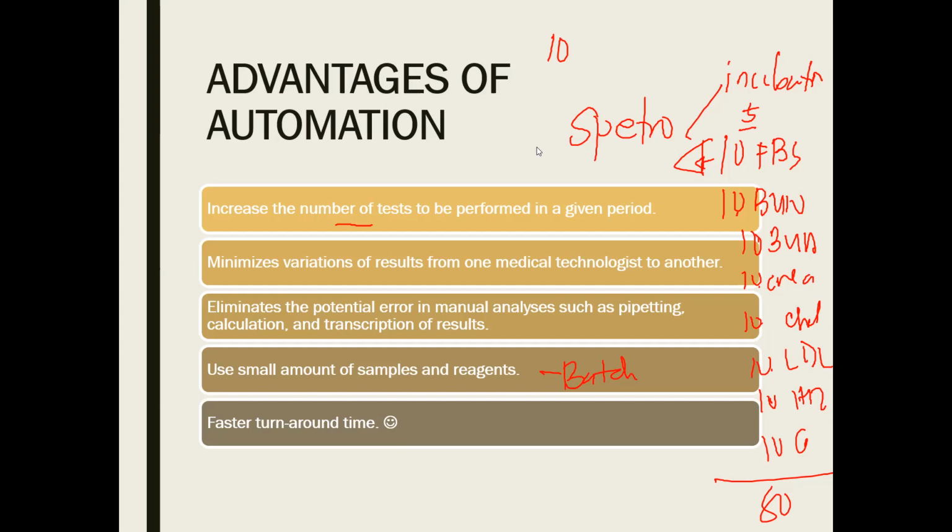Mabuti if you are going to use a spectrophotometer with incubator that can hold 10 samples at a time. Pero paano kung 1 sample at a time, then you have to wait 5 minutes. Saka mo pa lang siya iraran. Could you imagine the time that it will take if we are not going to use automation, if we are not going to embrace automation? Thus, therefore, we said that automation makes our turnaround time faster.